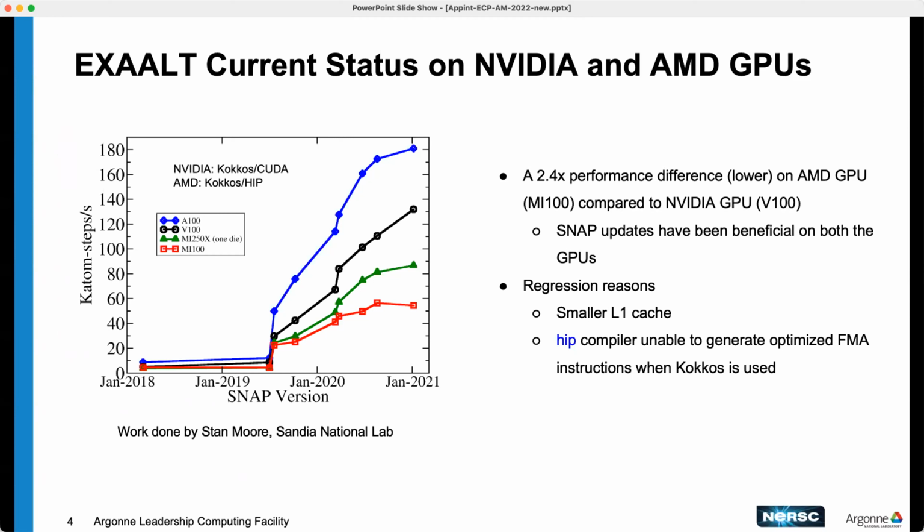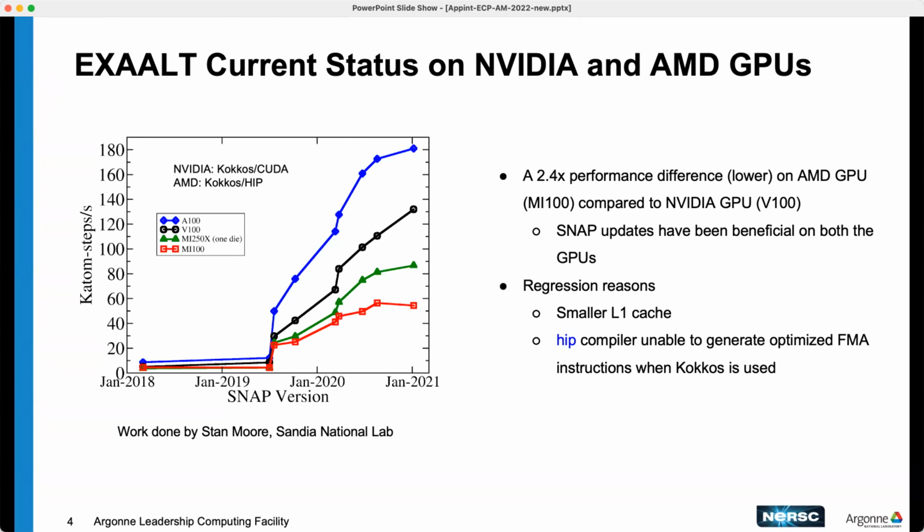And as you can see, every update that we have done to the SNAP implementation has improved performance on almost every GPU that's shown here. Of course, NVIDIA's A100 GPU is leading in terms of its benefits, because for a long time we were focused on improving the NVIDIA GPU performance because that's what was available to us. And recently we have started focusing on the AMD GPU performance.